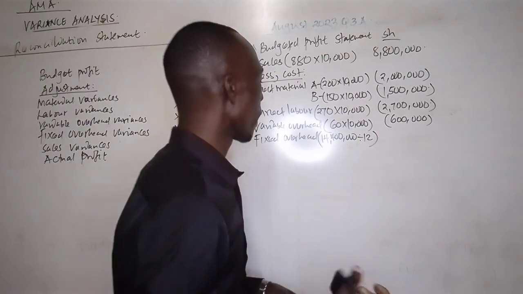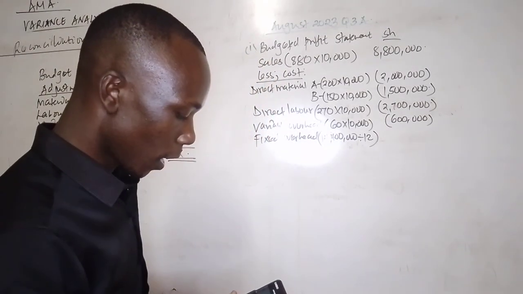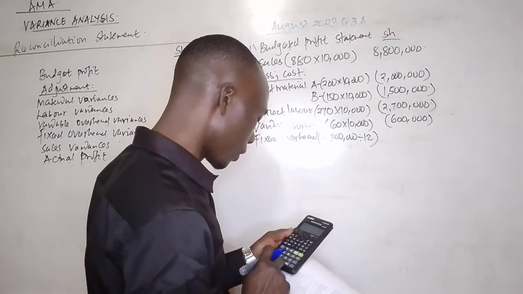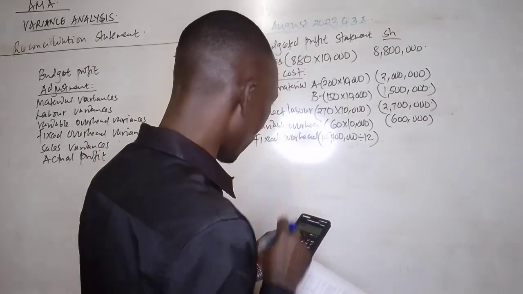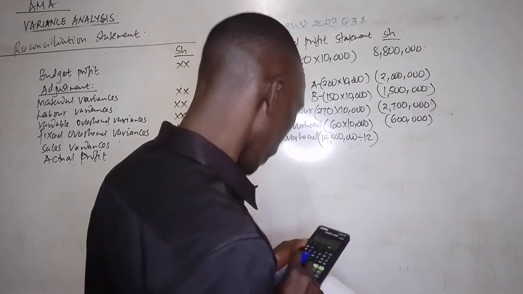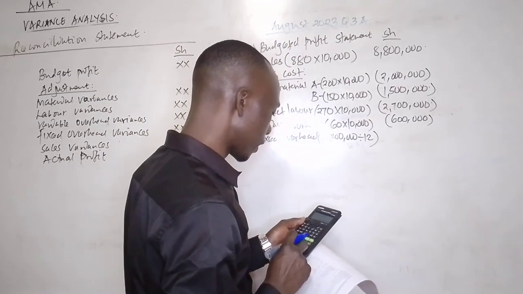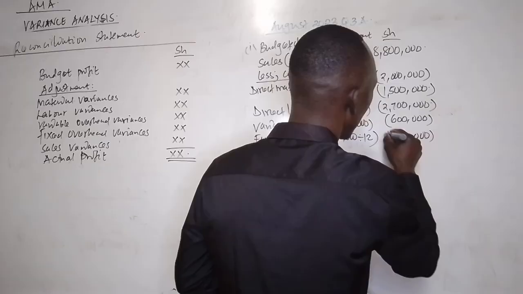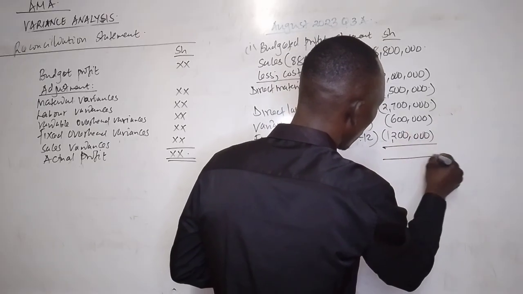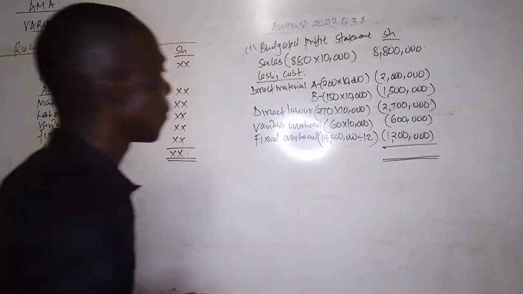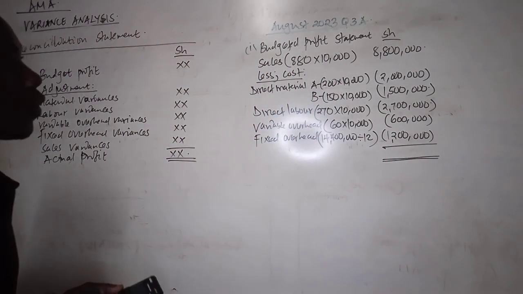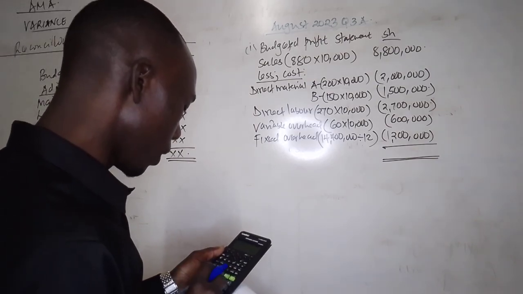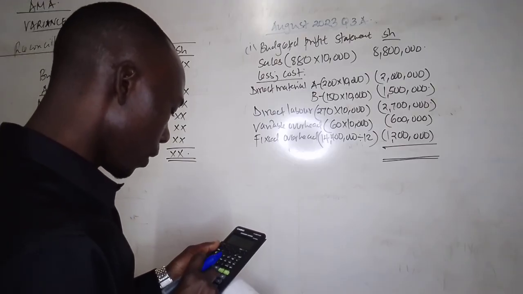So how much are we going to get? 14,400,000 divided by 12 is going to give us 1.2 million. So therefore, let us compute our profit. Let us see how much we are going to get as a profit. So we take the revenue. The revenue is 8.8 million. Then we raise 2 million.